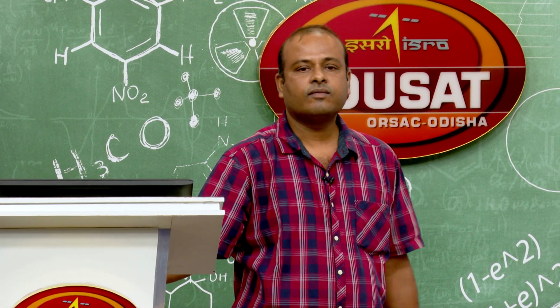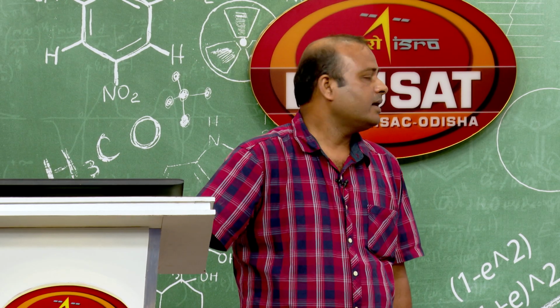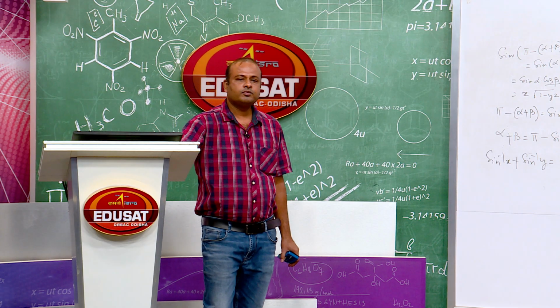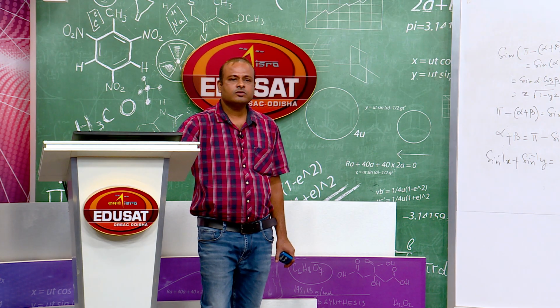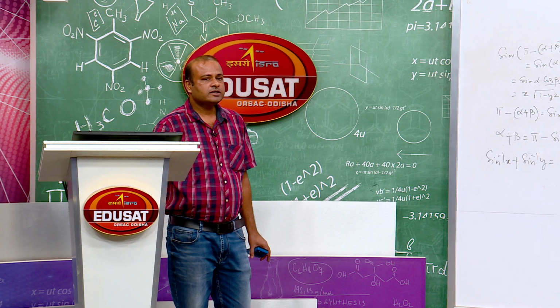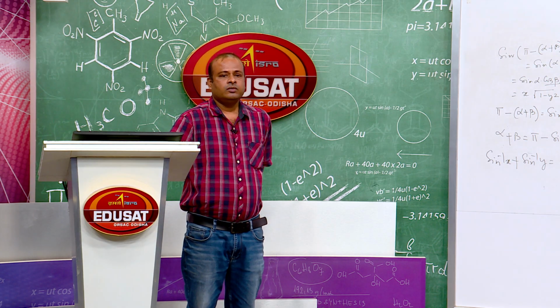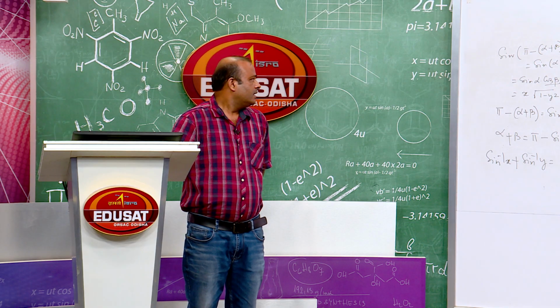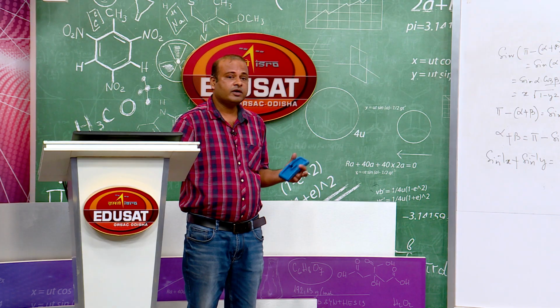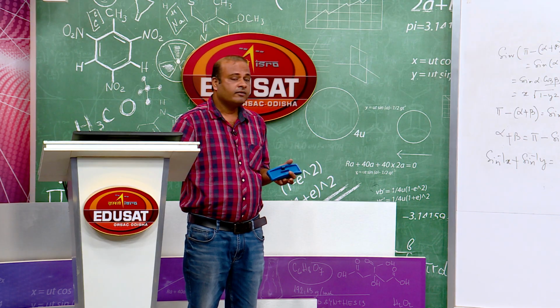So this is the proof for the case when x, y both positive and x square plus y square greater than equal to 1. Now to prove x, y both negative, we can replace minus x for x and minus y for y.